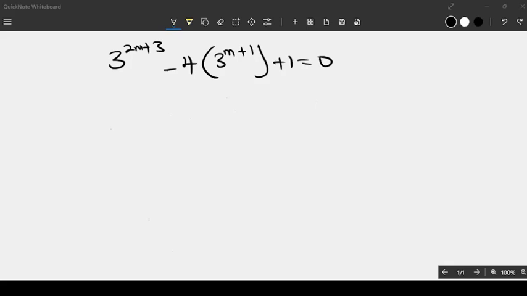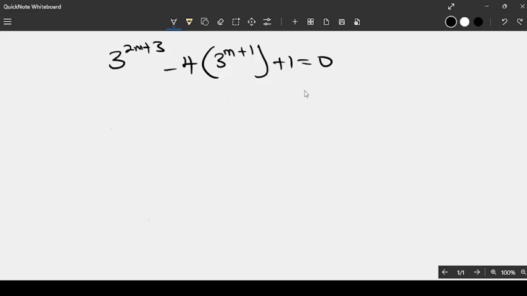In this tutorial, we are going to look at a question on exponential equation. So in this question, we have 3 exponent 2m plus 3 minus 4 into bracket 3 exponent m plus 1 equals to 0. Now, before we can solve this particular question, we need to recall some laws of indices.